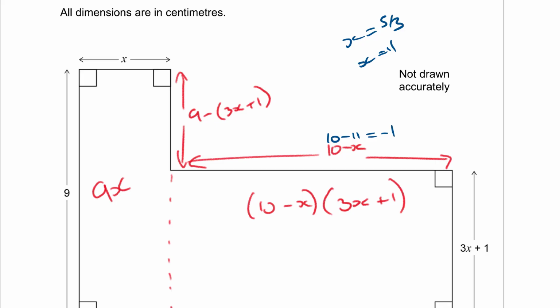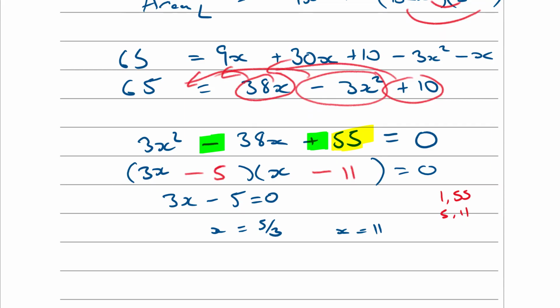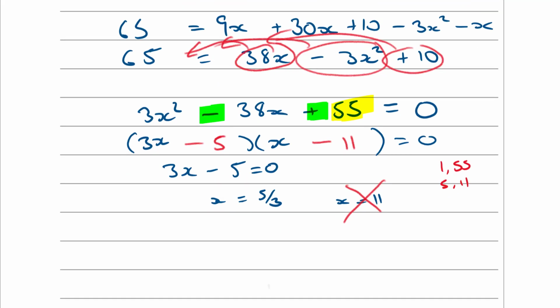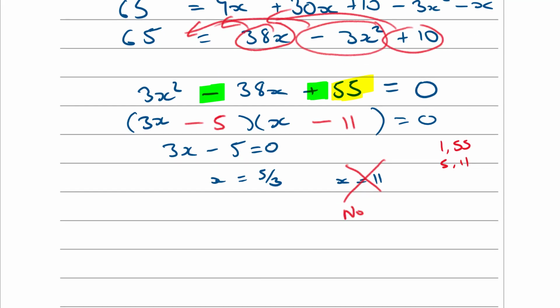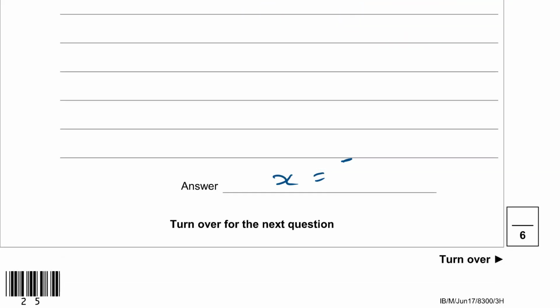Okay, so whilst it is a solution to that quadratic, it is not a solution to the problem. So we're going to have to rule this one out. And I'm going to write underneath "not possible" to show that I considered it and decided against it. So the answer is 5/3.